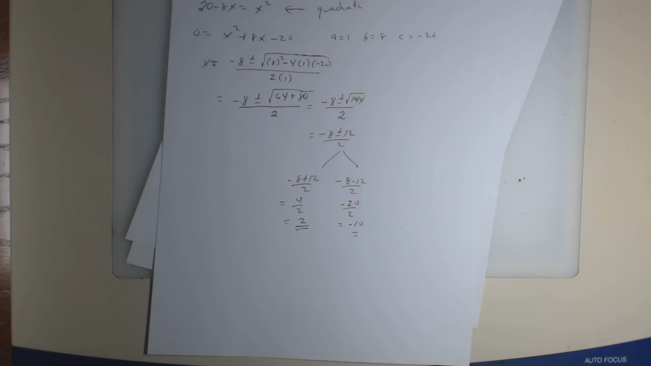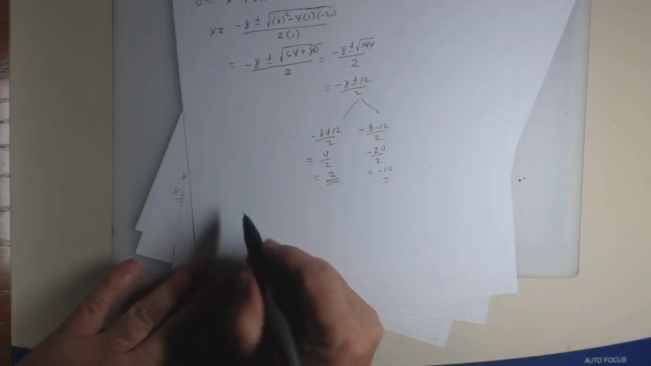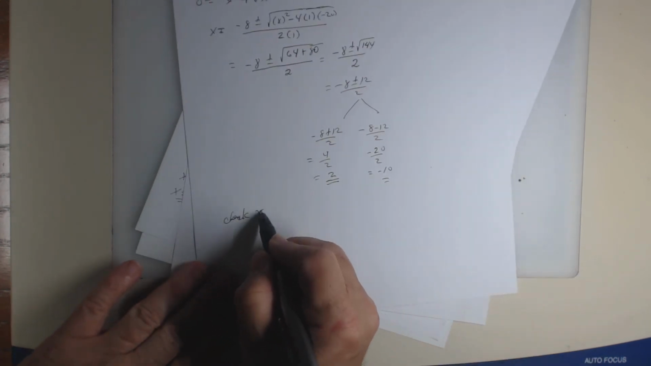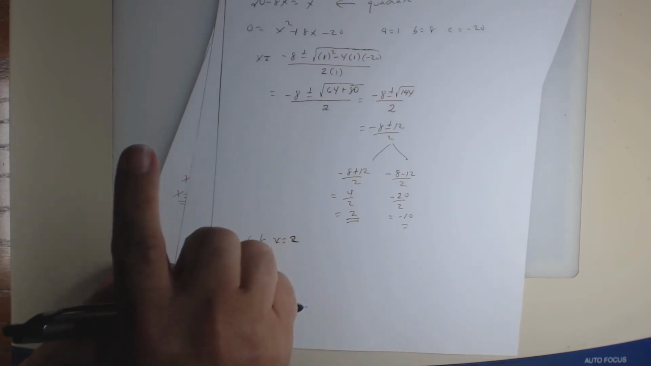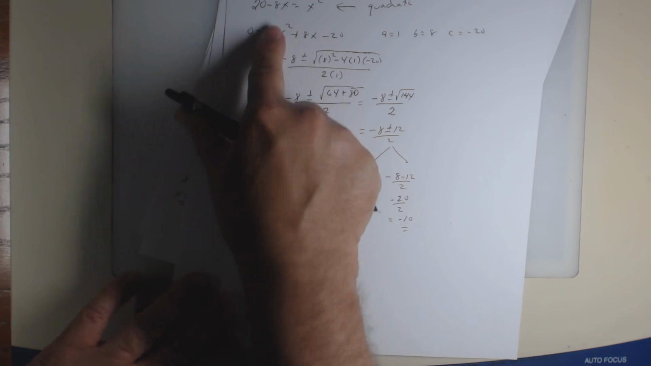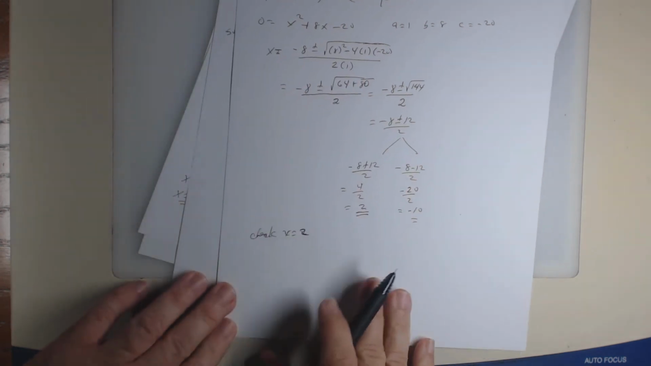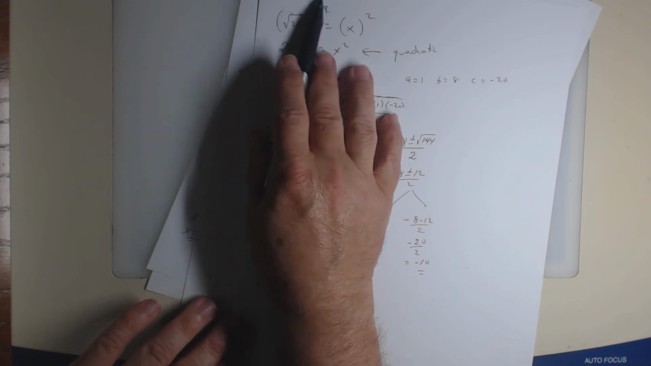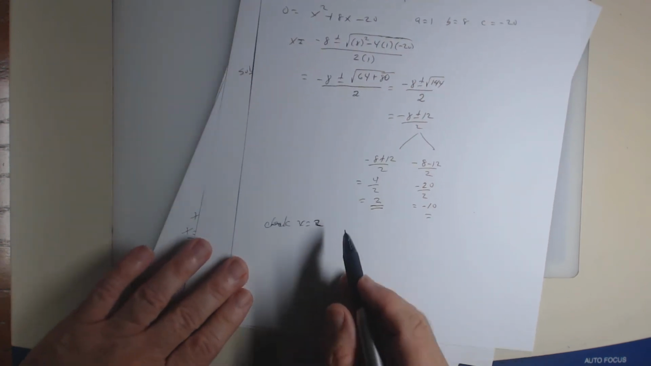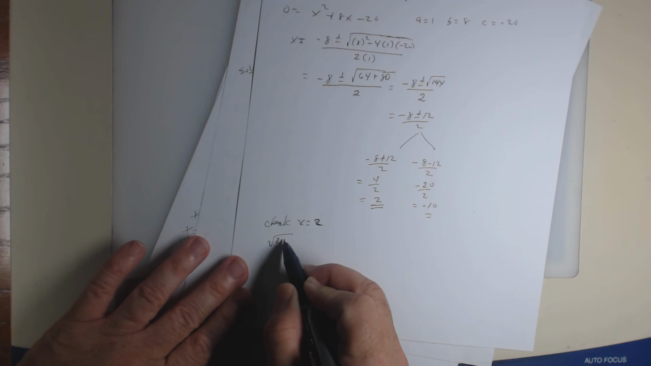Now listen. Let's check our answers. So check x equals 2. Whenever you check your solution, always go back to the original, because you could have easily messed up along the way. So my original was this one right here. Y'all agree? So I'm going to go ahead and just rewrite it. So this was my original.